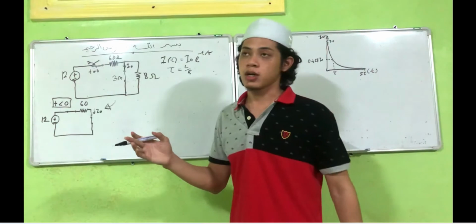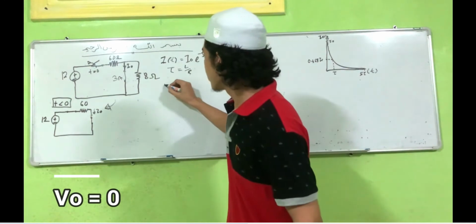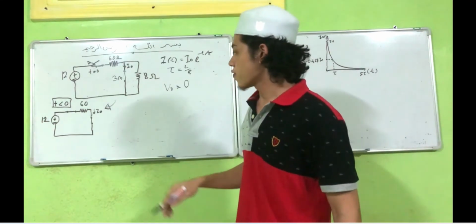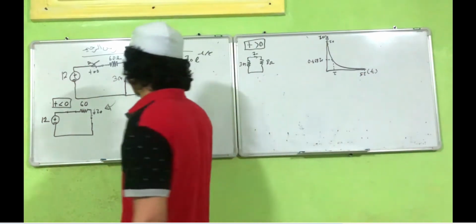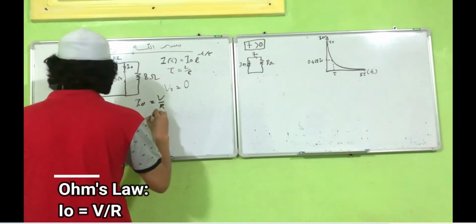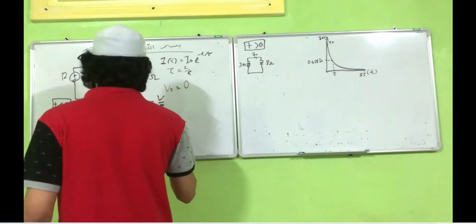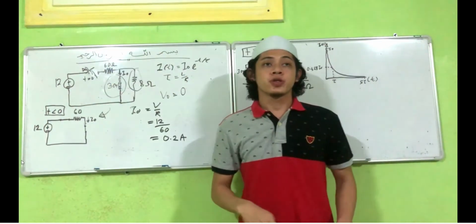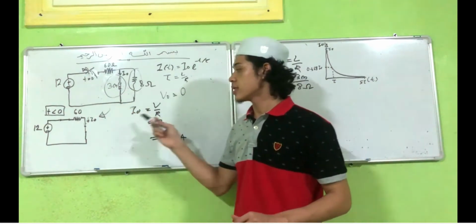So as we know, in the short circuit, the voltage V naught is equal to 0. To find the I naught, we just use Ohm's law. I naught is equal to V over R. So V is 12 divided by 60, so the answer will be 0.2 ampere.